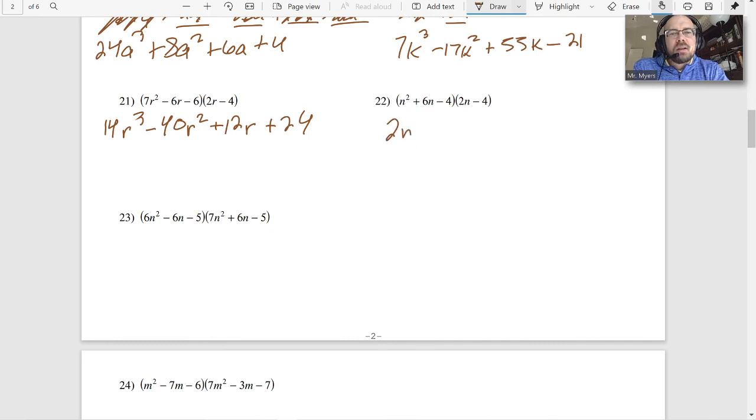So 2n cubed, right, first in the first. Then I'm going to have minus 4 for an n squared, minus 4 and a positive 12 n squared, minus 4, positive 12, positive 8 n squared. Then I'm going to have a minus 24 n squared and a minus 8. Minus 24 and a minus 8. So it's minus 32 n, and then plus 16.